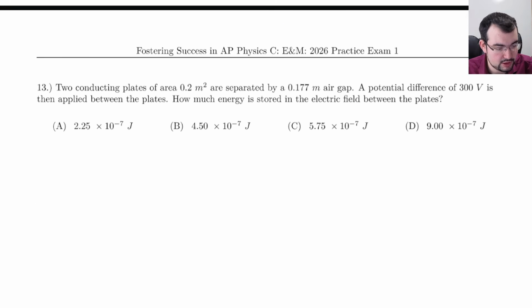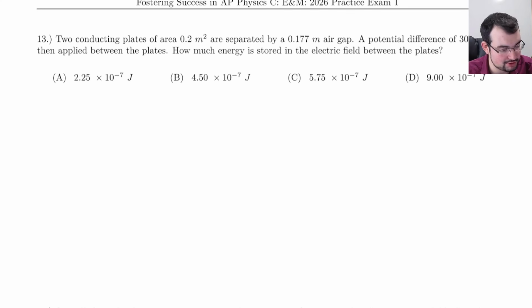Two conducting plates with known area are separated by a given air gap. A potential difference is applied between the plates, and we know how much energy is stored between the plates. All right, so this is a capacitor energy storage equation. We can pick our favorite one here. We have potential difference, so we should use one with V in it. And it looks like we can calculate the capacitance. The thing we don't know is charge, so we're not going to use that.